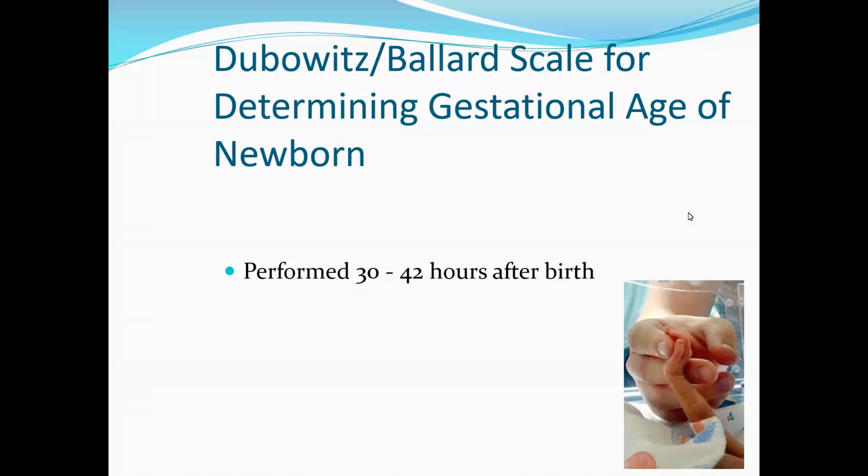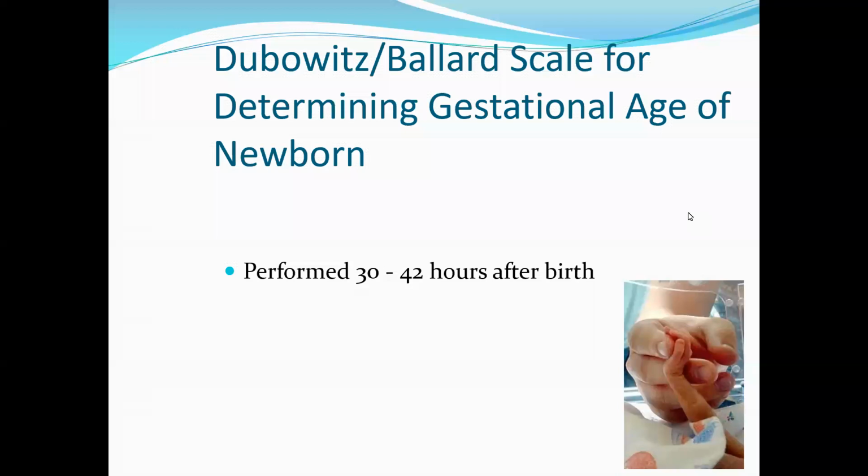So after one day, it says 30 to 42 hours after birth. So what they're looking for is to do an assessment. They call it neuromuscular maturity, to see how developed the newborn is. And then they look at their physical signs and figure out how developed they are. From that testing or that evaluation, they're going to come up with the number of weeks of gestation.